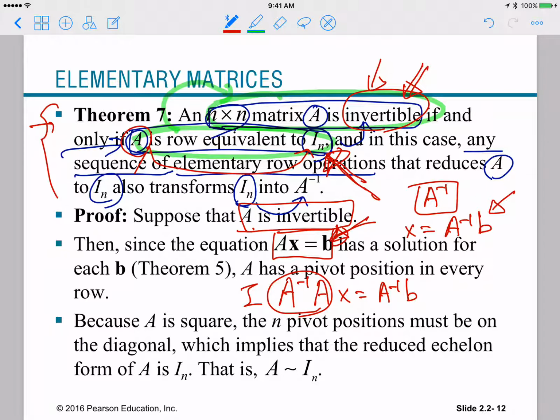Okay, so in that case, we can see that this doesn't have any free variable, right? Because we will always find the unique solution, which has this form, right? So we have only one unique solution, and so we have no free variable, and so every column should have a pivot in A.